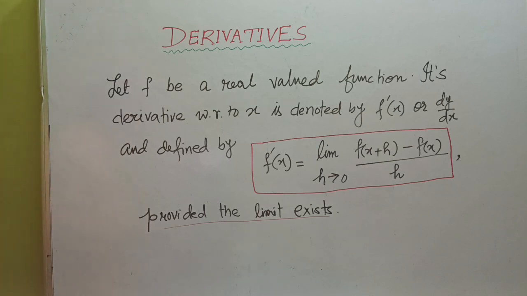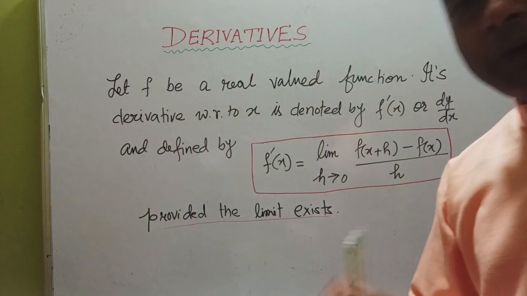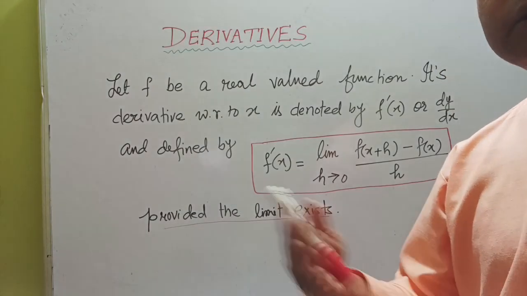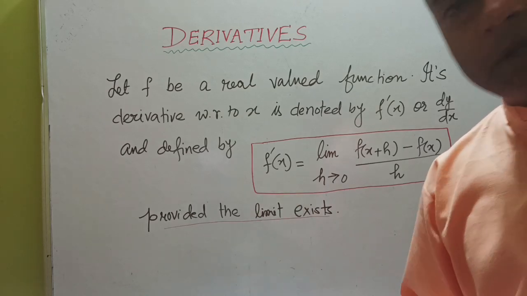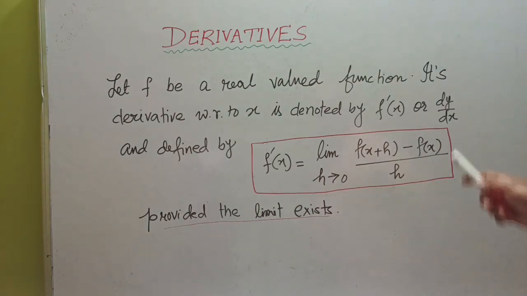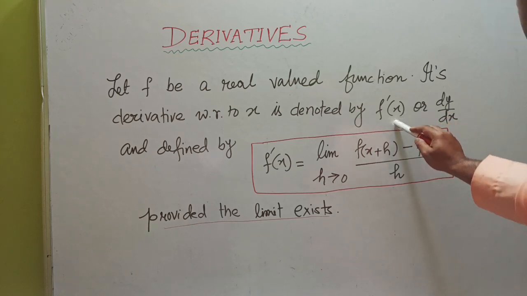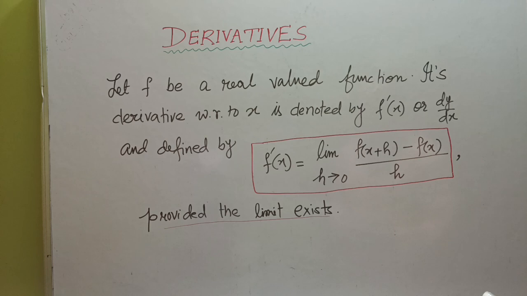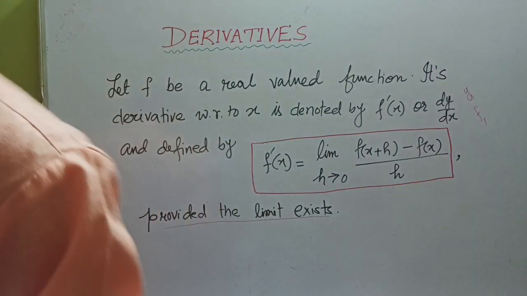Alright, in fact this derivative that we have written today is also known as the first order derivative. In class 12th we are going to get second order derivative as well. So the notation is not only f dash x or dy/dx. Sometimes we use another notation like y1 or f1. These are also used to denote the first order derivative that we are going to discuss today.